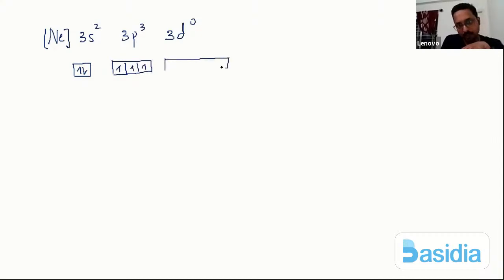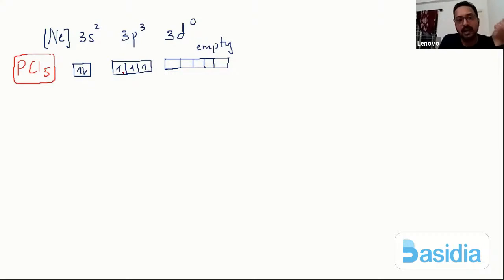Then with respect to d, we have 5 orbitals. You see that the entire d orbital is, as of now, empty. Now, we were trying to understand the PCl5 structure. If you check this configuration, half filled orbitals are 3. So one Cl will attach, one more Cl will attach, one more Cl will attach. So according to this configuration, only 3 chlorines can attach. But we want 5 chlorines to be attached.